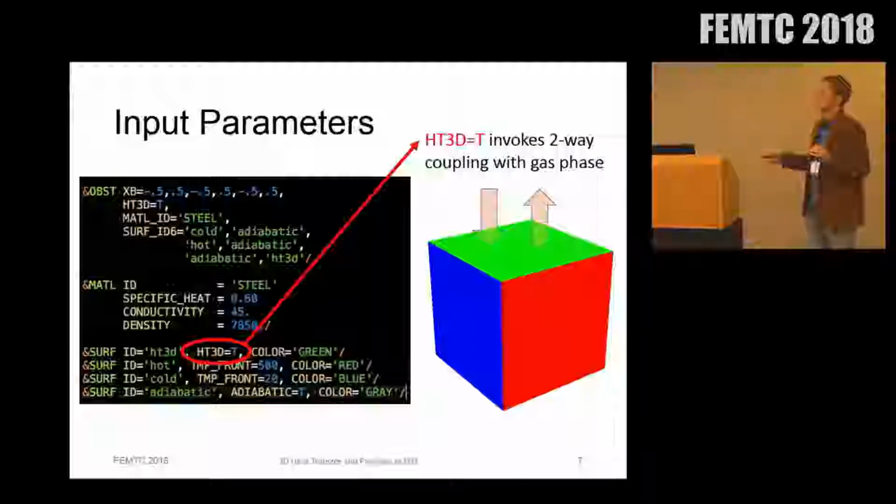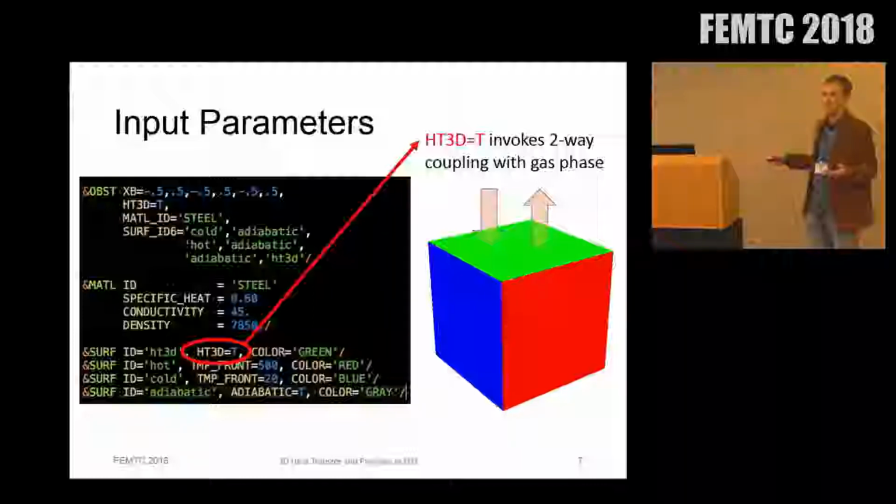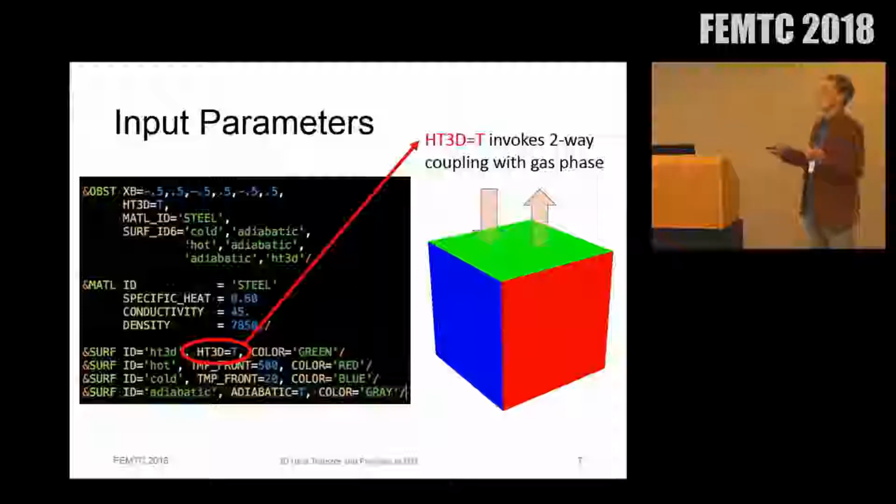Okay, and then the most general way to think about the boundary conditions on this solid is SURF_ID6, right? So you're supplying the SURF IDs for each face of the solid, and so here I have an example where I have a cold face at 20 degrees, a hot face at 500 degrees. On the back side you can't see, I have adiabatic faces. You just do this like you normally would, specify a SURF line.